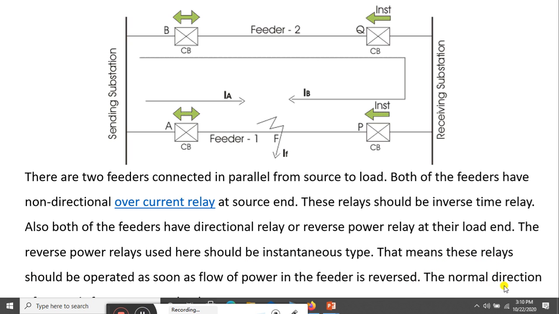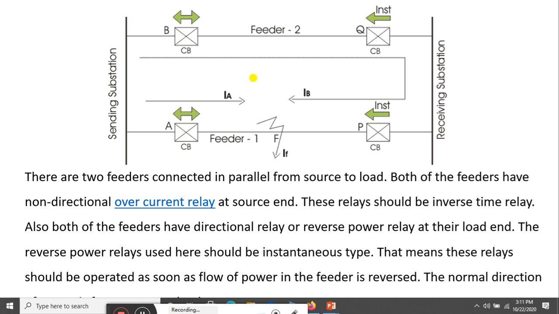So the normal direction of power is as indicated in this figure, and if current flows opposite to the direction shown, then the circuit breaker will operate. So mostly these directional relays are instantaneous relays. It means as soon as power or the current flow direction gets reversed, an instantaneous response will be obtained from the circuit breakers. And the circuit breakers which are placed near the sending end, the sending substation, are the inverse type relays.